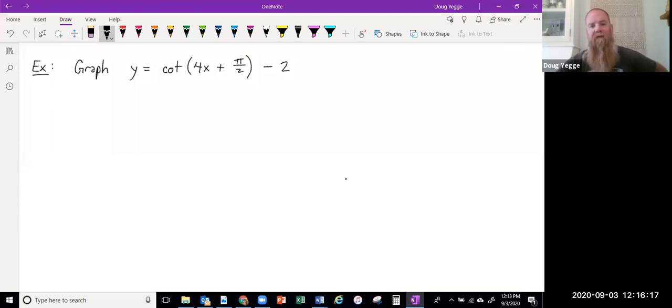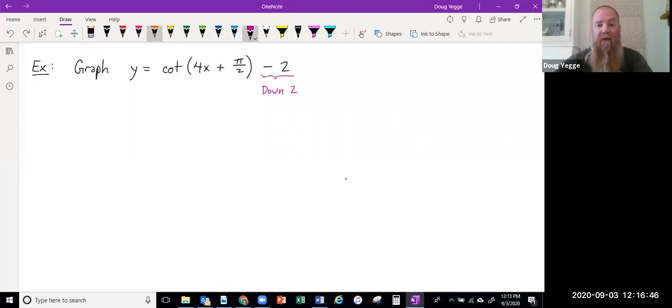So for this cotangent function, the first thing that we might recognize here is that there's an extra constant being subtracted from the end. Keep in mind that that's automatically going to move my graph down 2 units. So we're going to have to deal with that at the beginning here to show that instead of it actually being centered around the x-axis, now it's going to be centered around y equals -2.